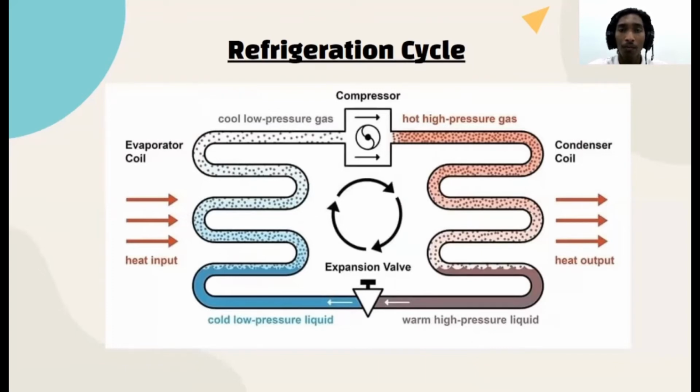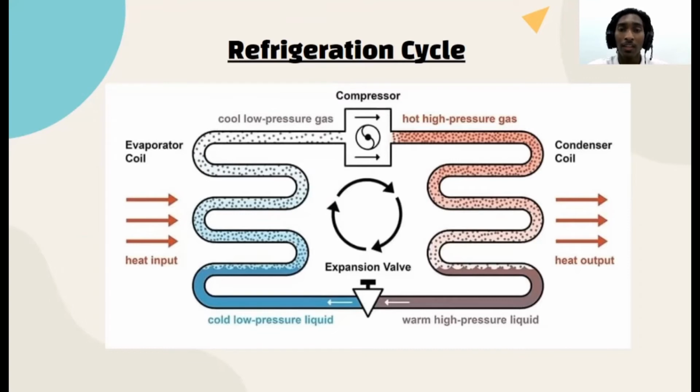So this refrigerant will flow to the evaporator coil, in which the refrigerant will absorb the heat from the inner part of the refrigerator. In this case, the second law of thermodynamics is applied as the heat is being transferred from the very hot area to the cold area.